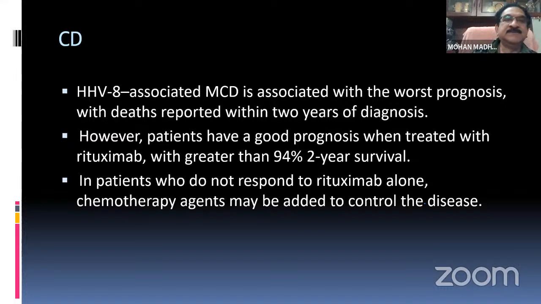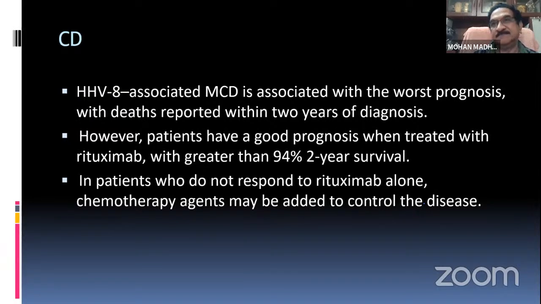MCD also has the best prognosis, with few deaths reported within 2 years of diagnosis. It has a good prognosis when treated with rituximab, with greater than 95% survival. For patients who do not respond to rituximab alone, chemotherapy agents may be added to control the disease.